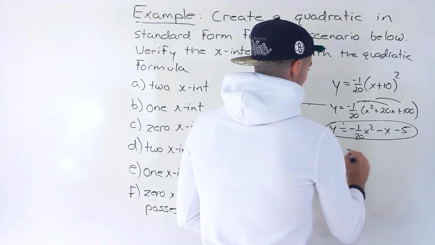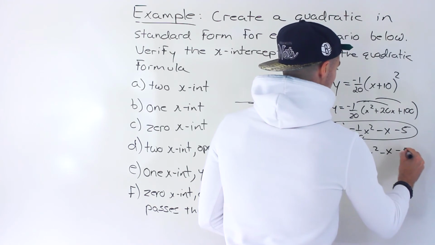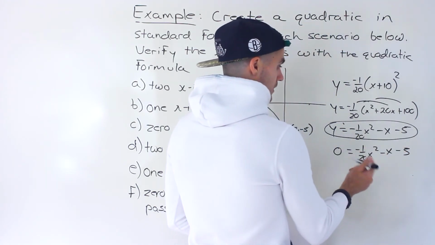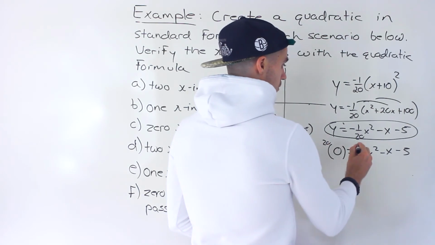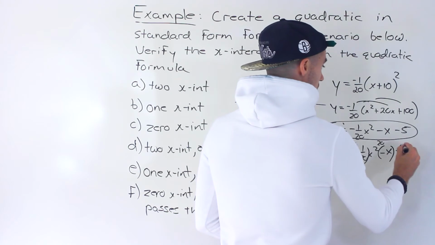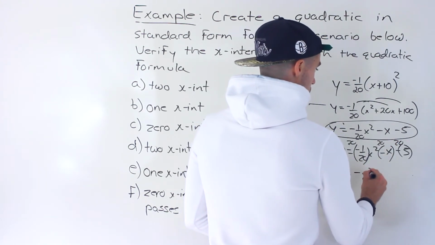And then to verify with the quadratic formula, notice that we're going to have a fraction here. So what I would recommend is multiplying everything by 20 to get rid of that fraction. We've done videos like that before, where if we have a quadratic equation with fractions, multiply everything by 20, so we'd have 0 equals negative x squared.